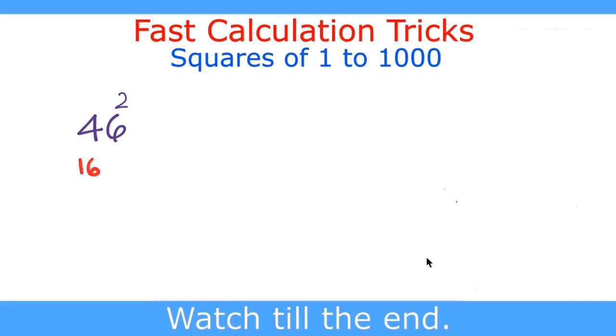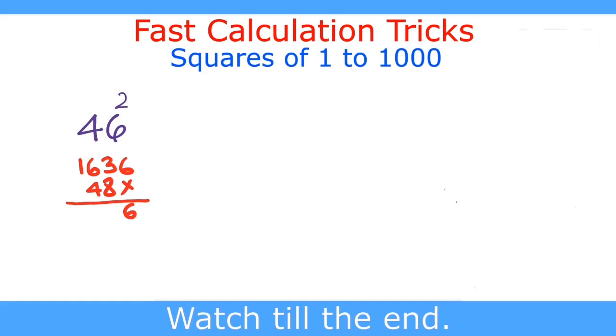We will take the square of 4, which is 16, then the square of 6, which is 36, and then we will multiply 4 by 6 and then double it. So 4 times 6 is 24 and double of 24 is 48. We will write 48 after leaving the ones place or unit place.